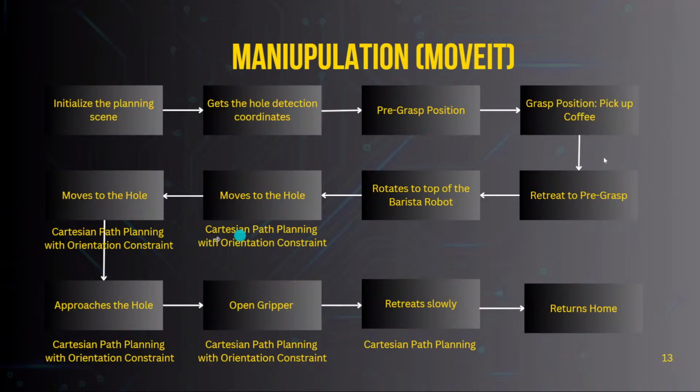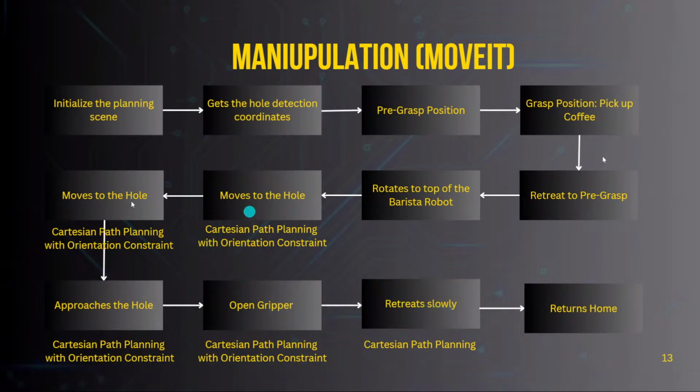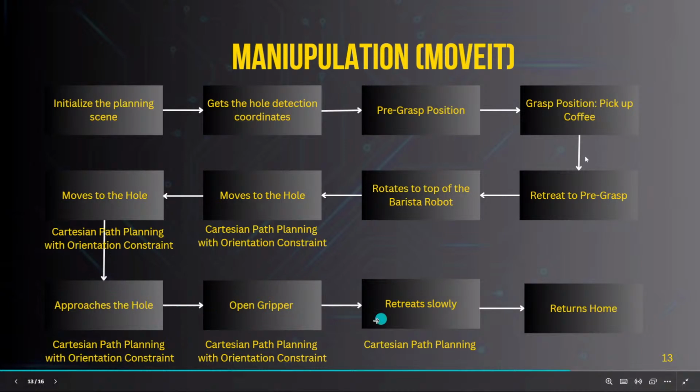again, very slowly using Cartesian path planning. It approaches the hole, opens the gripper, places the cup, and then it retreats slowly. So all of these are using Cartesian path planning and navigation. Navigation completes a navigation path for the robot arm to move, and then we return back to home.